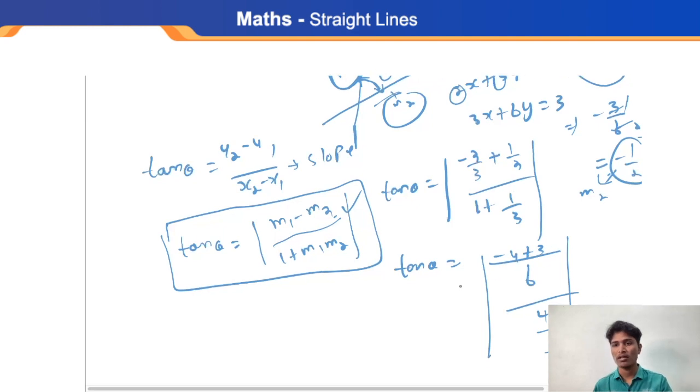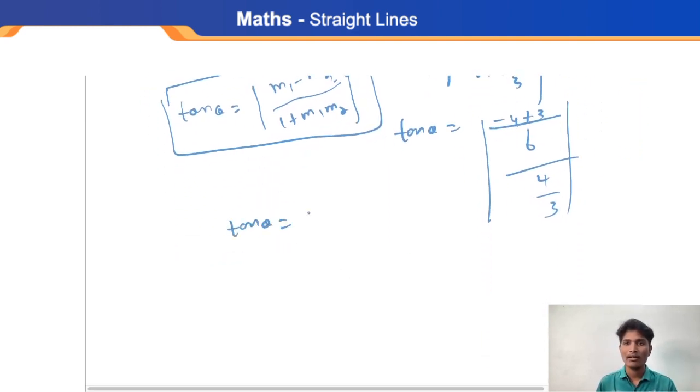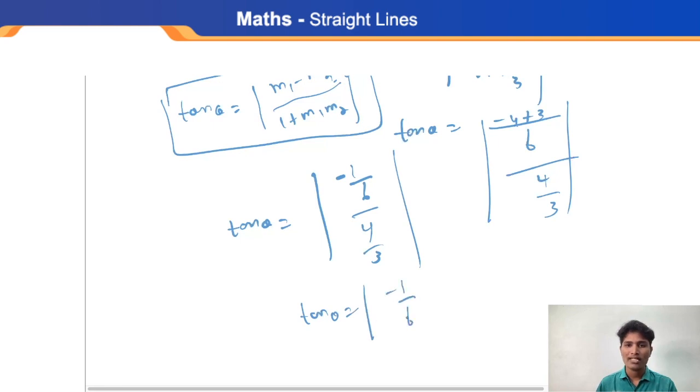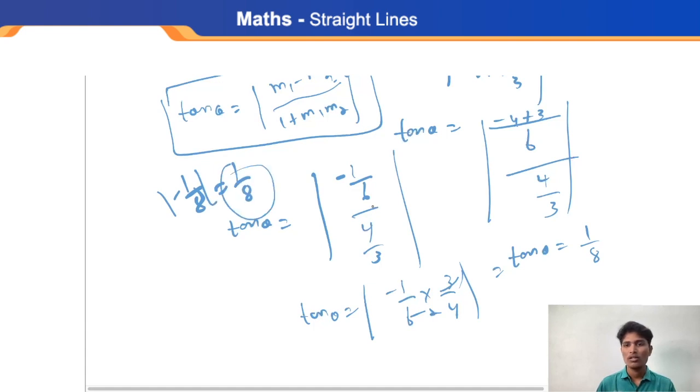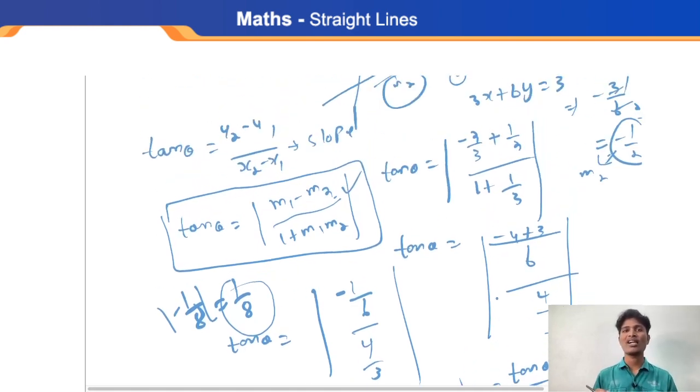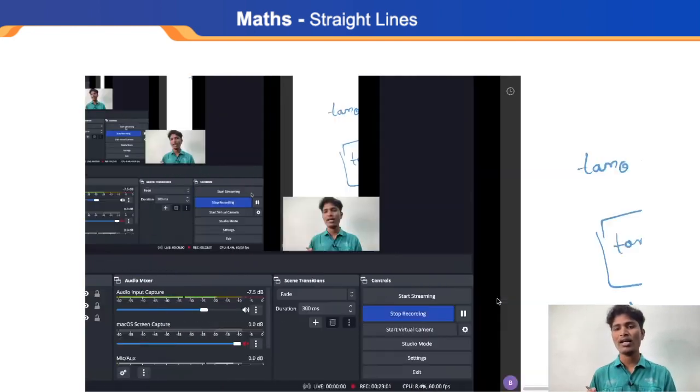Yes, modulus of this one. So tan theta is equal to, if you observe here, minus 1 by 6 and here 4 by 3. If I solve this, I will get tan theta is equal to minus 1 by 6 into 3 by 4. I will get tan theta is equal to 1 by 8, because mod of minus 1 by 8 is equal to 1 by 8 only. So theta is equal to tan inverse 1 by 8. This is the angle made between these two lines. If I want to calculate the angle between two straight lines, you have to calculate like this.